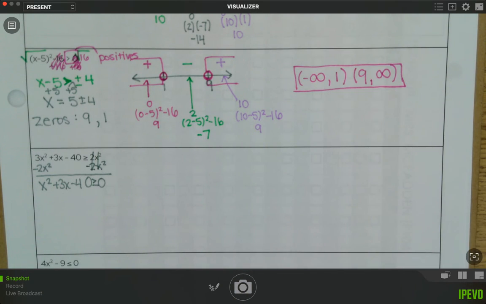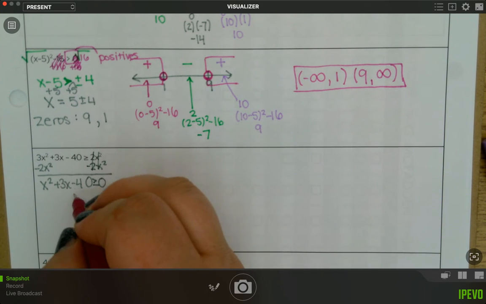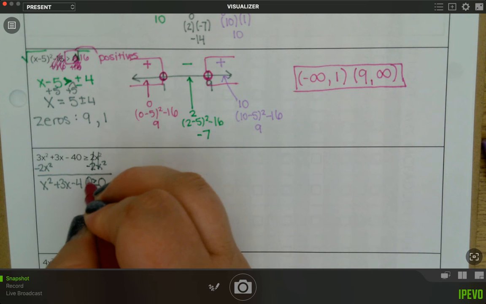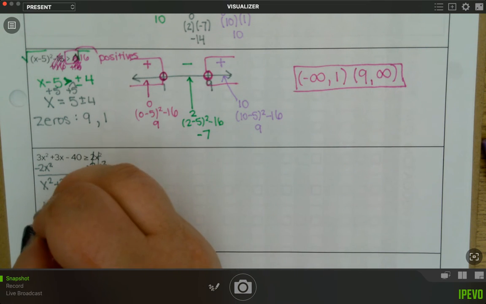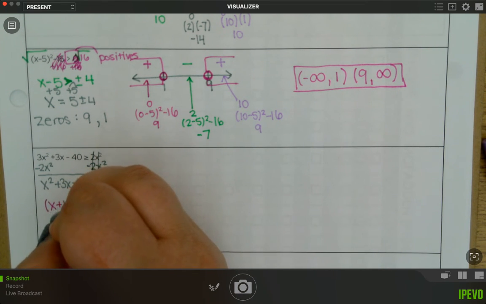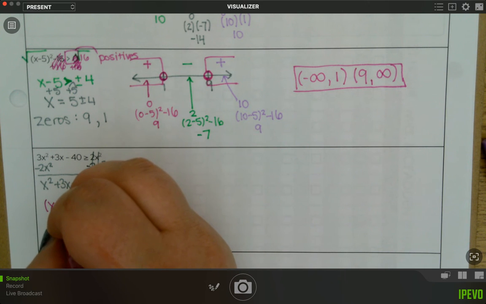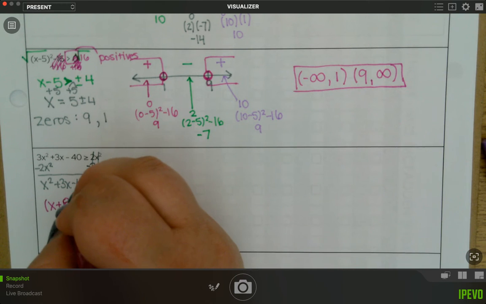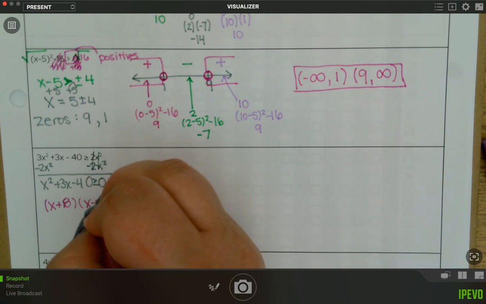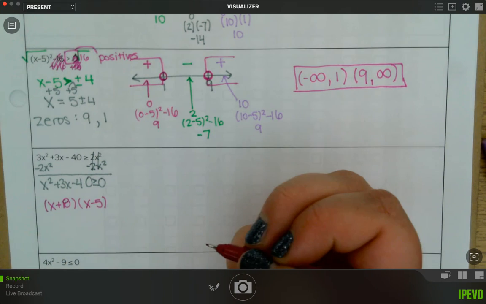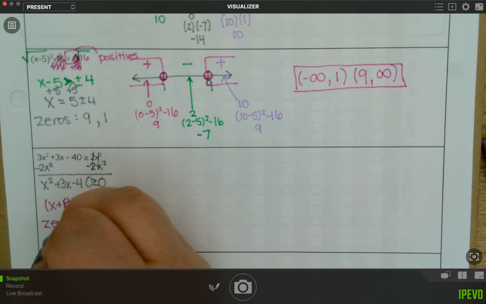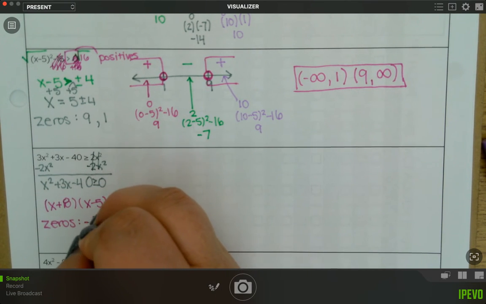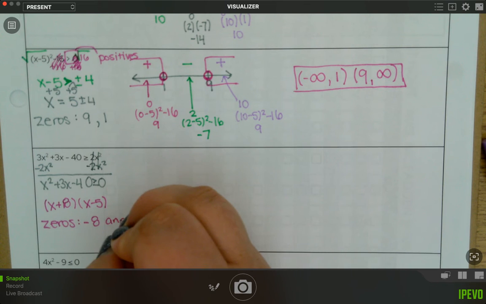And then we can factor this. It's got 3 pieces, so we want to factor it. I need 2 numbers that multiply to negative 40 and add to 3. And that's going to be positive, I almost wrote the wrong number, positive 8, negative 5. So then my zeros are negative 8 and positive 5.